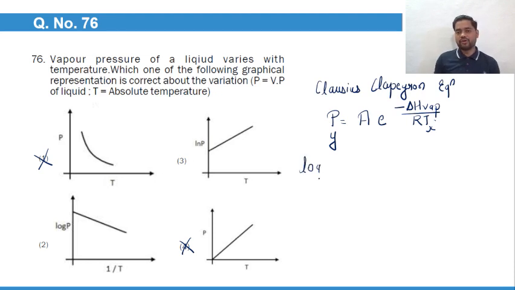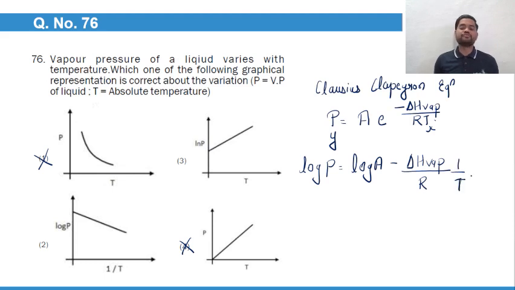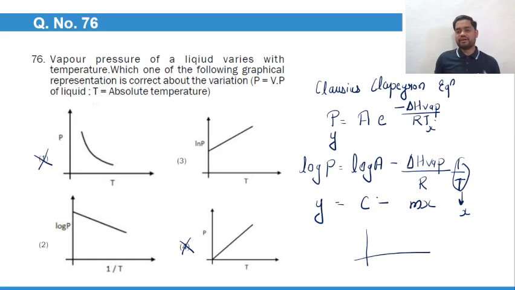So if I take log, it will be log of P equal to log of A minus delta H of vaporization by R into 1 by T. Log of e tends to 1. Clear? Right. So let us take this as Y, and we have 1 by T, so let us take 1 by T as X. So that will be equal to, can I say, C minus MX. That is a straight line with positive intercept and negative slope. So that will be something like this, and hence option number 2 will be the right answer.